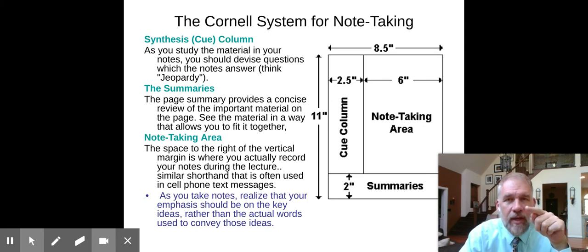In fact, why don't you do that? On the right side of your page, why don't you write over there, information from class, comma, Mr. Lanham, comma, the board, comma, the slides. Anything that I give you goes on the right side. Go ahead and write that down. I'll wait.